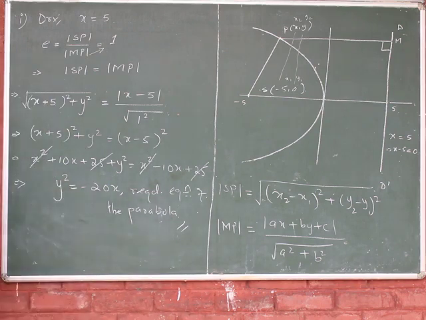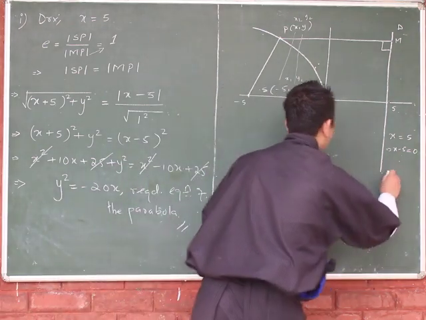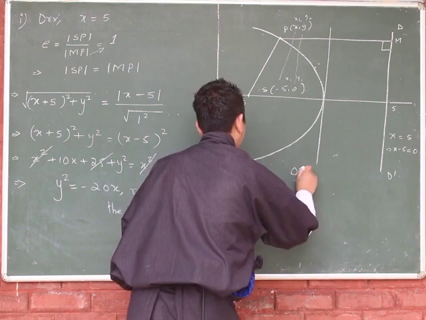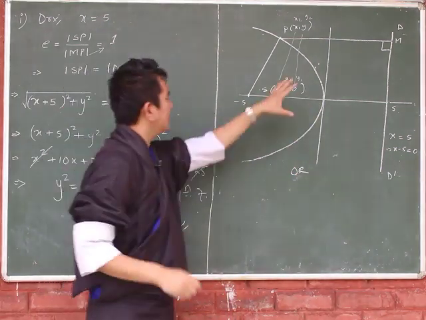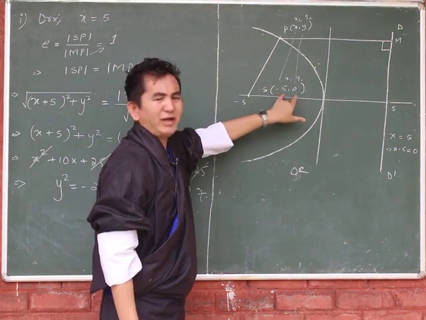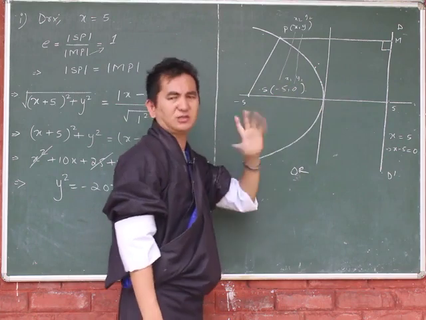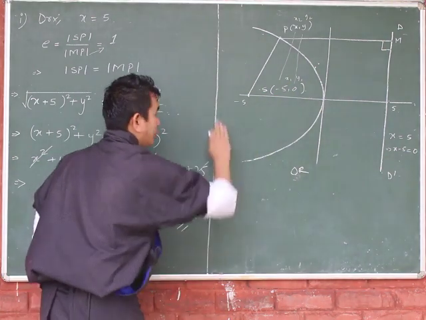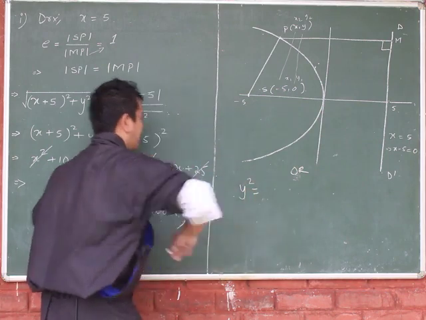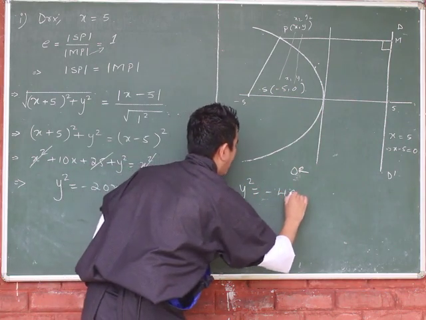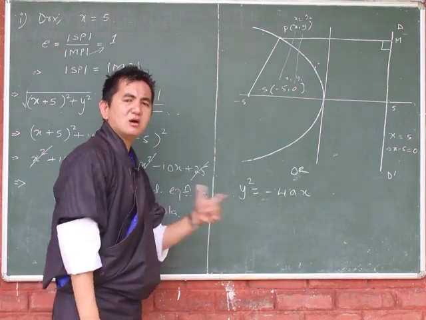Or I'll show you one shortcut. You can write this way, in a simple method. You know the focus point. Every time it will not work. In this case it will work because the vertex is very simple here. You know this is concave left. So for concave left, what's the standard equation? Y square is negative 4ax. Remember, this is concave left.